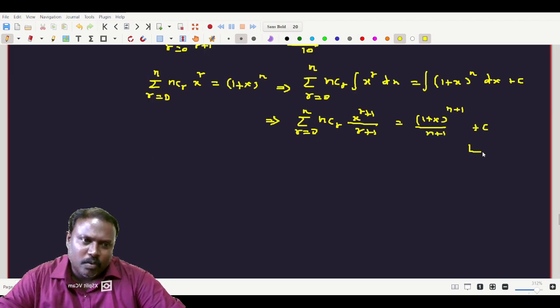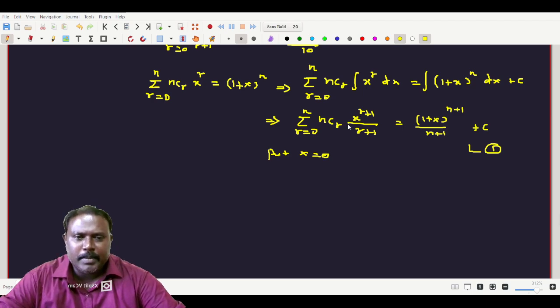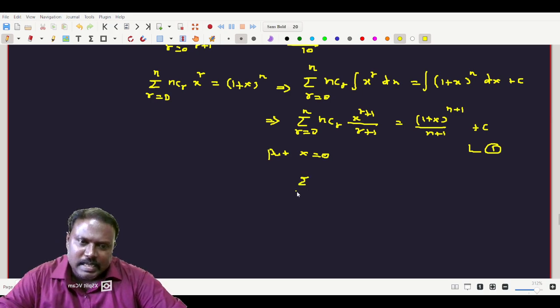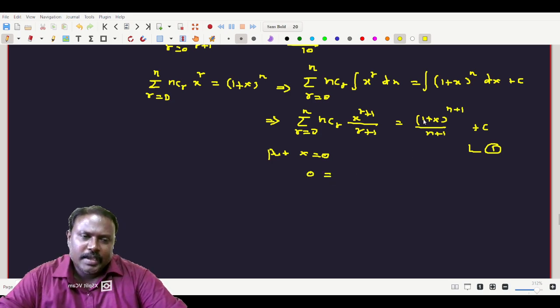For that, let us take this as equation number 1. Put x equals 0 here. If I put x equals 0, this entire summation term will become 0, because 0 to the power r plus 1 is 0. So the left hand side is 0. So 0 equals, here look at 1 plus 0 whole power n plus 1.